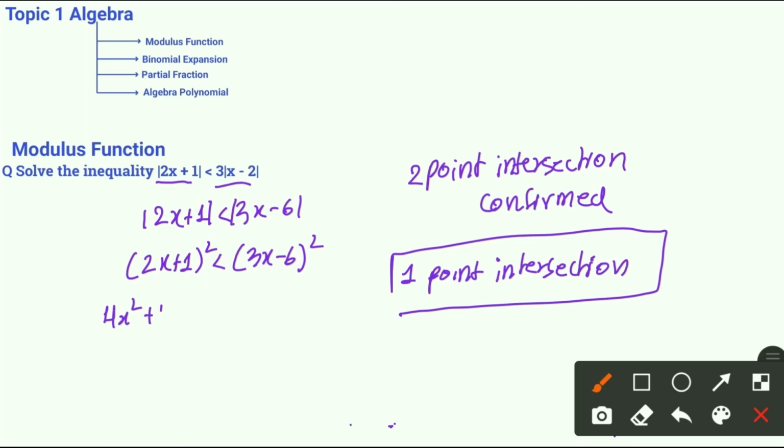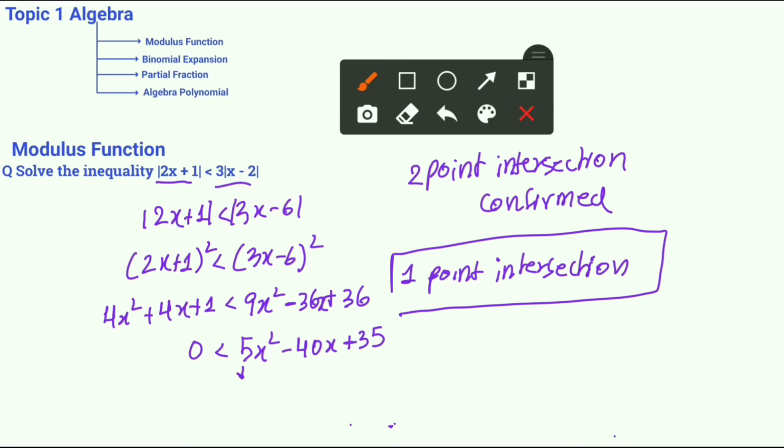4x square plus 4x plus 1 less than. This is a 9x square minus, and 3 to the 6 and 6 is 36. So minus 36. It's going to be minus 36 and plus 36. Okay, x. Okay, and then if we try to simplify this, then it's going to be 5x square minus 40x minus 35. Wait, plus 35.